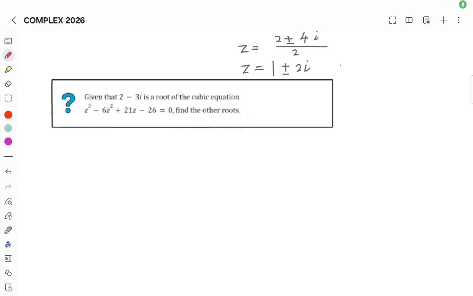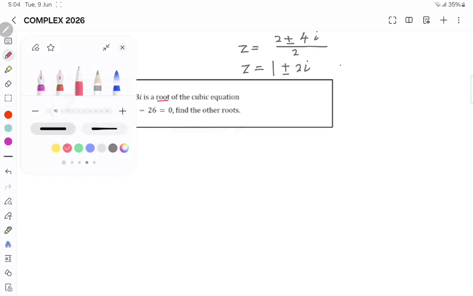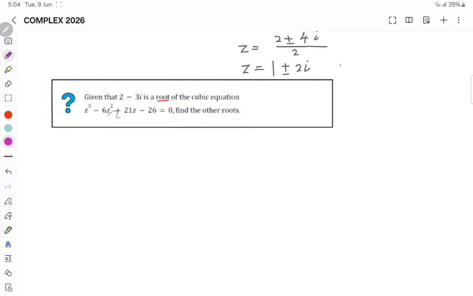So to solve that equation, given that 2 minus 3i is a root of a cubic equation, root means a solution. It's not a square root, it's a root. So if it's a solution, we just do that. It's the value of z equal to 2 minus 3i. And as you know, complex roots come in pairs, so I have here plus or minus. So that gives us two roots.